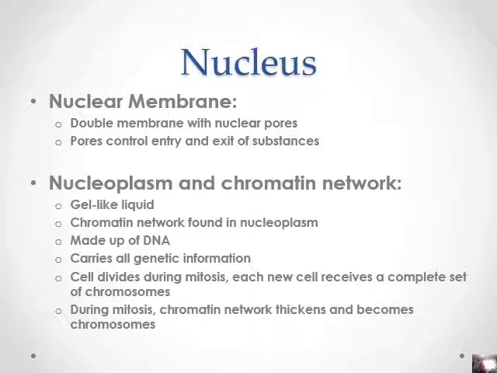So during mitosis, the chromatin network thickens and becomes chromosomes. And we'll deal with how that thickening and winding up of the chromosomes occurs a little bit later. It's not that necessary now. You just need to know that the nucleoplasm is gel liquid and the chromatin network is DNA, an unwound version, surrounded by a nuclear membrane, which is double and has extremely sensitive, semi-permeable nuclear pores.